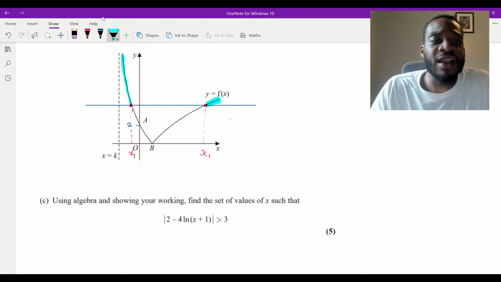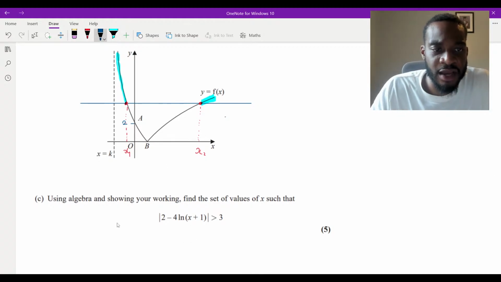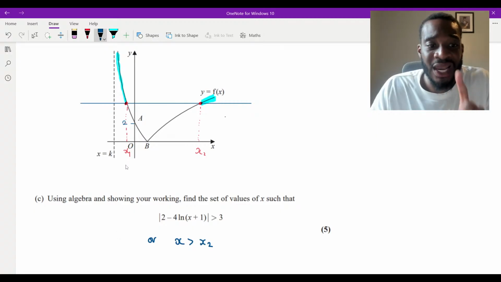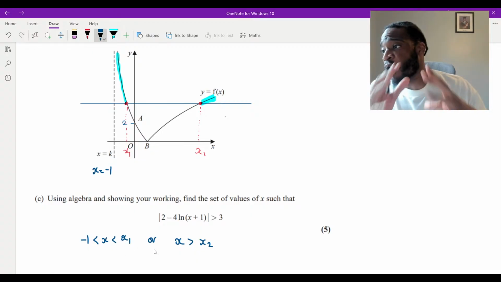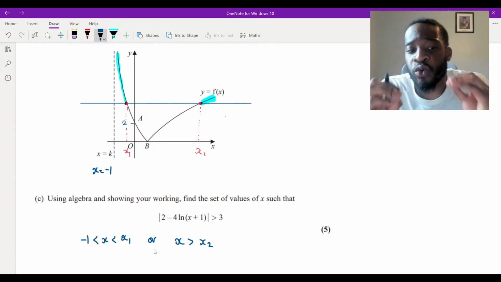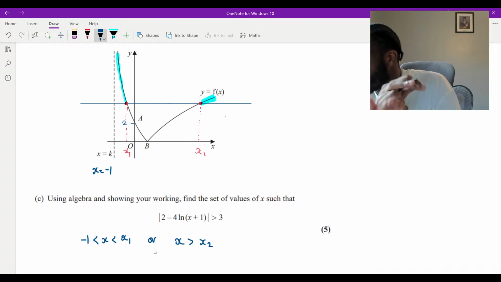Now, for what values of x is that? Well, the answer to the question, if you were to think of it, is going to be values of x that are greater than x2, whatever x2 is. And then on the other side, values of x which are less than x1. But remember, there is an asymptote at x equals k, which we said is -1. So it's going to be between -1 and x1. So this here is going to be your answer, right? So what you want to do now is figure out those critical values of x2 and x1. Does that make sense, guys? Are we happy with this?